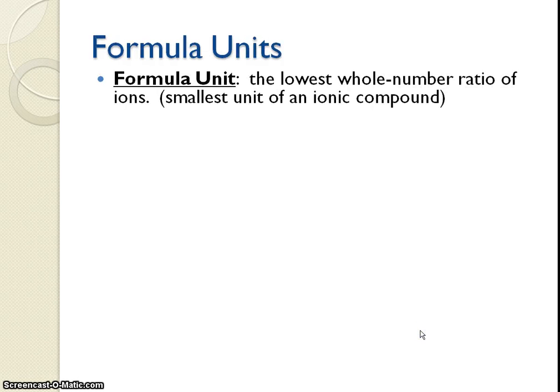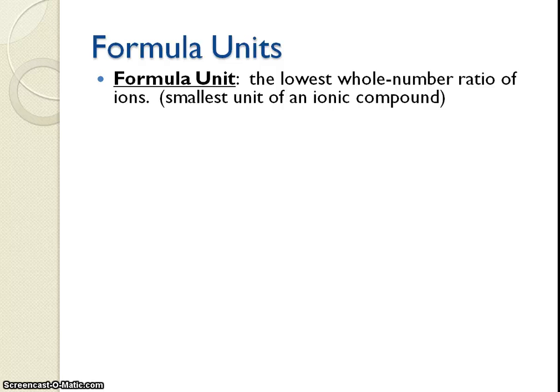And this is actually really important for formula units. It's the lowest whole number ratio of ions. The lowest whole number ratio of ions. And the key word there, the word I want you to highlight or circle, is the word ratio. So ionic compounds don't actually form little tiny compounds called molecules. Molecules are only for covalent. For ionic, all we're talking about is a ratio of ions.